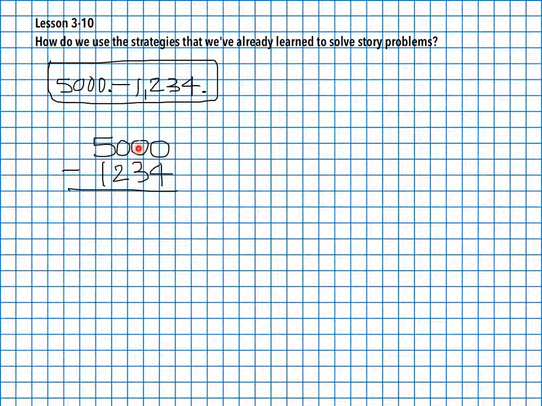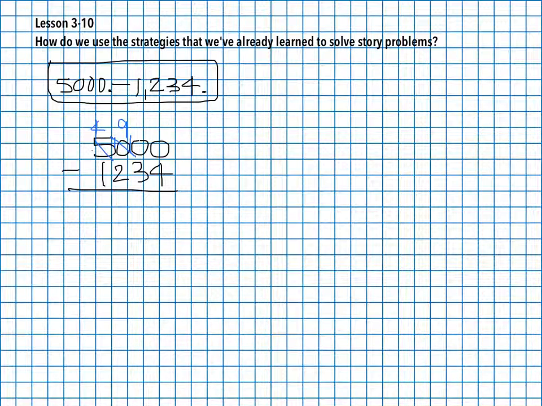We have to go to our neighbor, nothing there. Go to our neighbor, nothing there. We have to go all the way to the 5, and then we can cross that out. The 5 becomes a 4, and then this becomes a 10, because we're taking 1,000 and adding it to 0 hundreds, and it becomes 10 hundreds. Now we can borrow. This becomes a 9, that's 900, and we're going to take that extra 100 and add it to 0 tens, and we get 10 tens, which is 100.